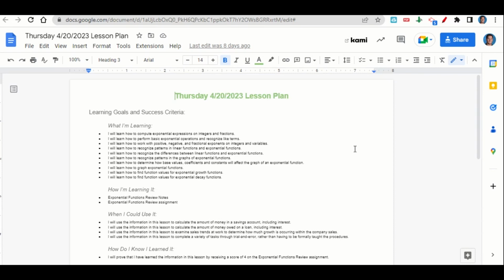How are we learning it? Through the exponential functions review notes and the exponential functions review assignment. When can we use this information?